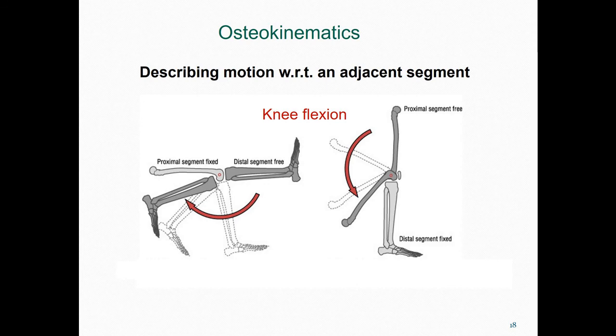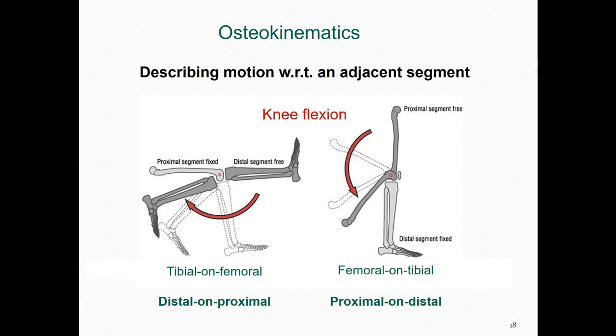On the right, the situation is very different. The distal segment is fixed, and the proximal segment is moving relative to it. This might be a person that is initially standing and then moving into a crouch. Here, our language is further defining our reference system. We are taking a perspective using our language that's aiding our understanding. On the left, we will talk about tibial on femoral movement, or distal on proximal movement. On the right, we will talk about femoral on tibial movement, or proximal on distal movement.